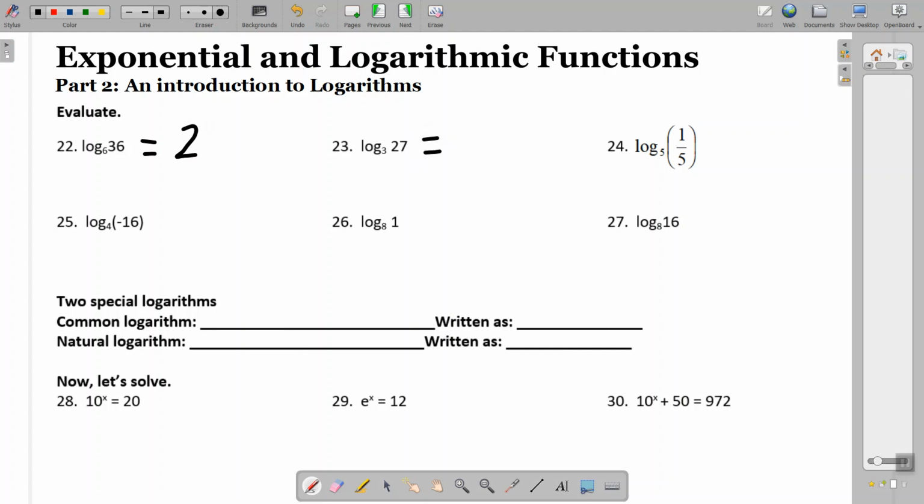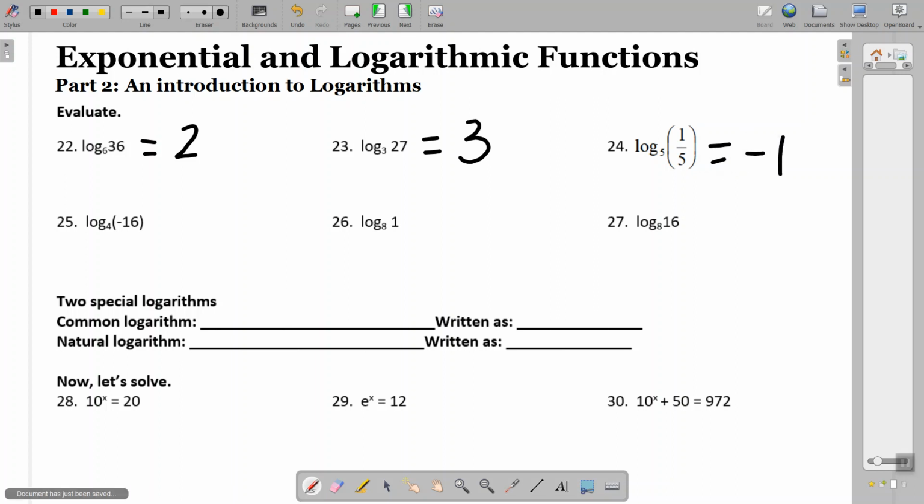Log base 3 of 27, what power would I put on 3 to get 27? So the answer is 3. Number 24, log base 5 of 1 over 5, what power would I put on 5 to get its reciprocal, 1 over 5? That would be negative 1.